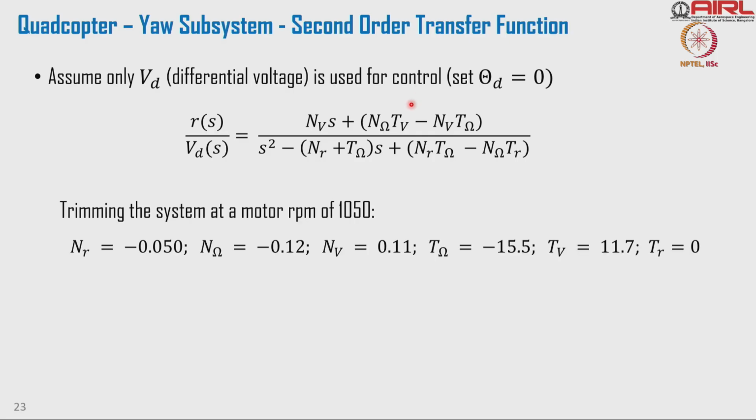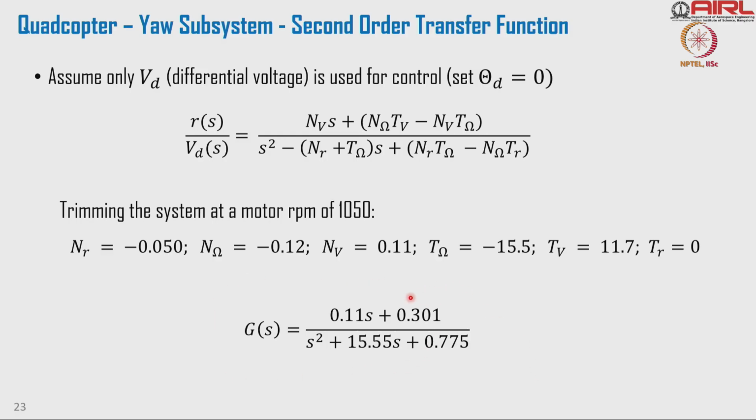So I take one particular motor RPM. I am trimming the whole aircraft at a motor RPM of 150. For a typical drone, we computed these parameters, and this is what they are. If you substitute these parameters, your transfer function boils down to S square plus 15.55 S plus 0.775. So I get the yaw subsystem's transfer function.